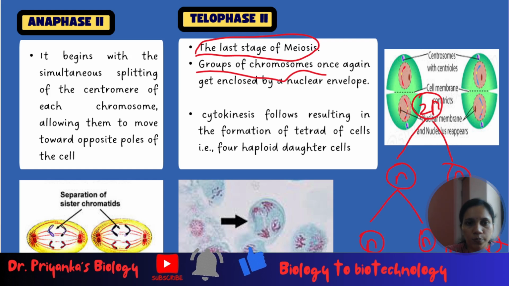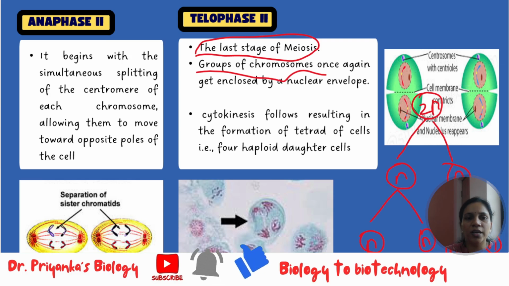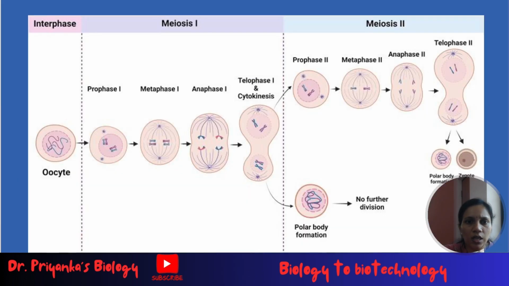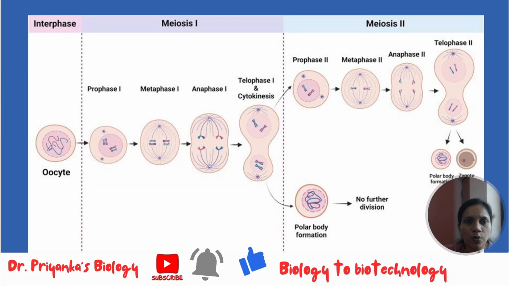So this is what happens in meiosis 2. If we compare and correlate mitosis, meiosis 1 and meiosis 2, we can see there are many similarities. If you see this, we have taken the example of the oocyte which we had already discussed in the previous session when we were discussing meiosis 1.